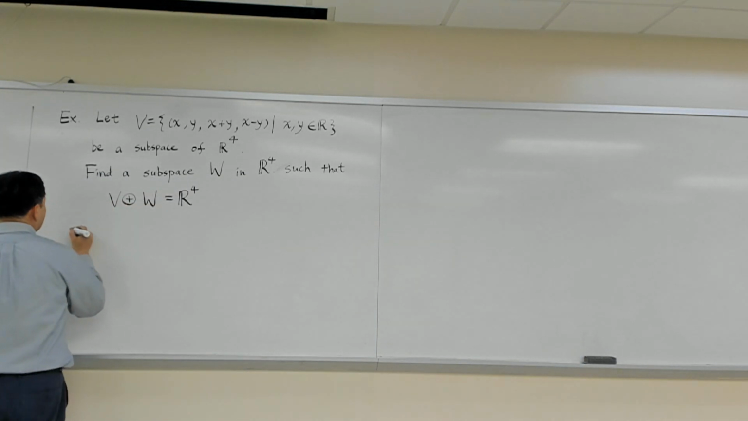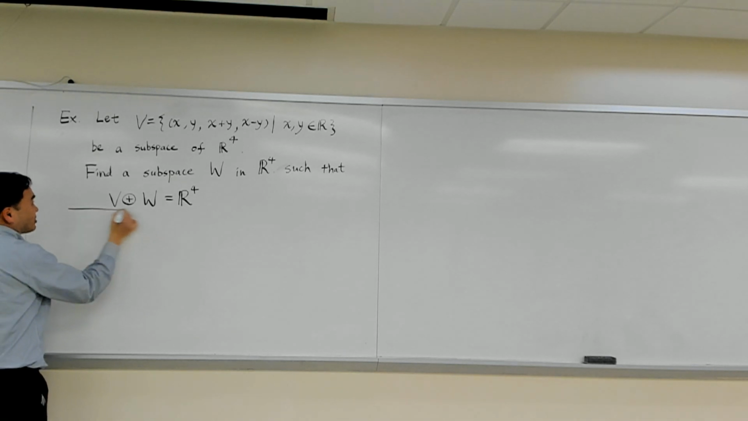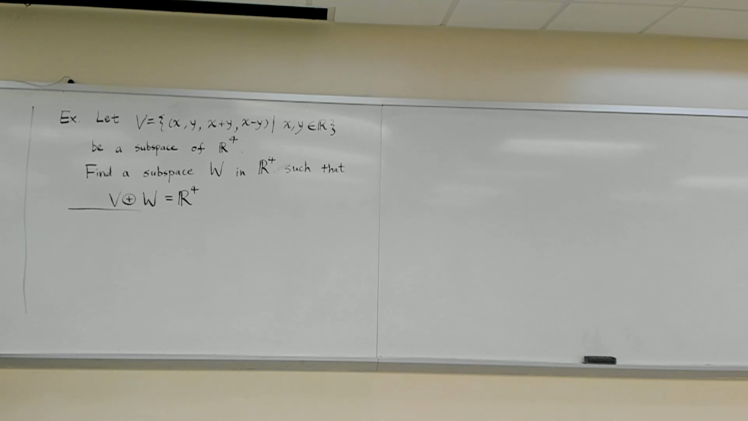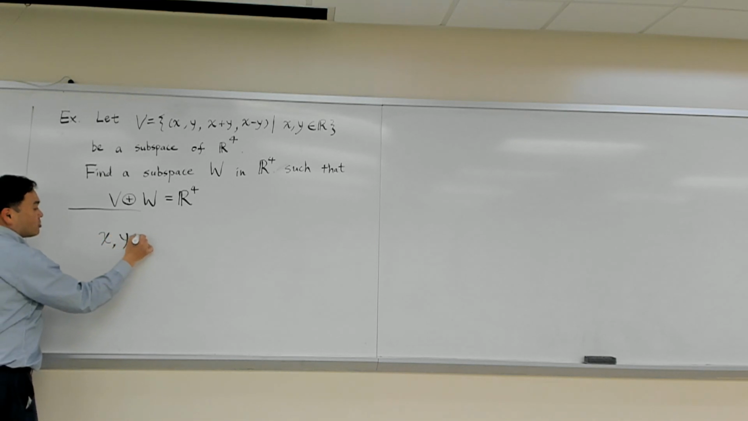So let's try to think about what this space is. Before even trying to show something, you should try to think about what this V is, and then after that get some hints of what other approaches you can do to get W. So can you represent V as a span of 2 vectors?